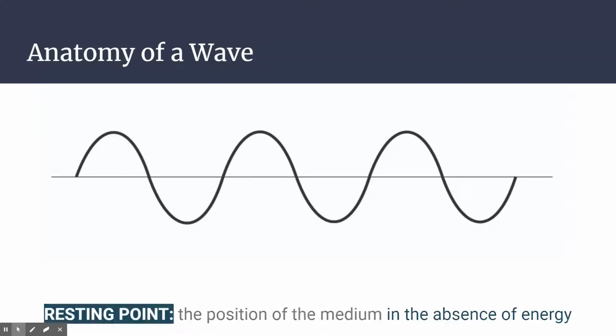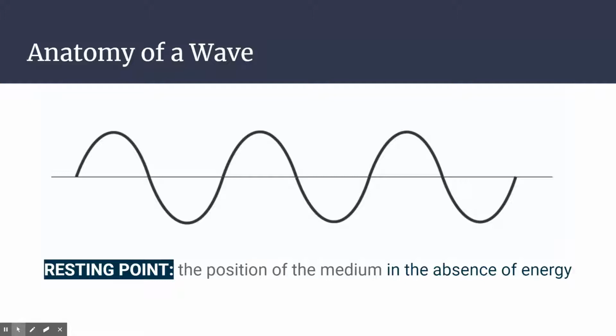So the first part we'll talk about is called the resting point. And this is where the medium is, the position of the medium in the absence of energy. And that's what that straight line across the middle describes. This is where the medium is when there's no energy moving through it.